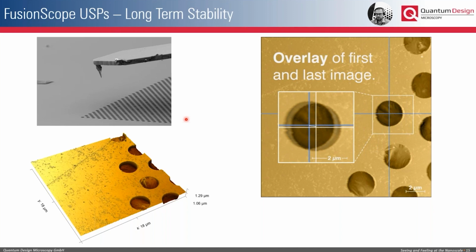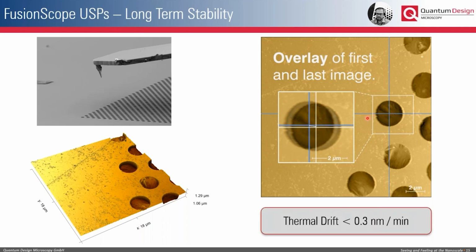You see here now an overlay of a specific area, the first image that we took, and then the last image after 22 hours. And the total shift is around 300 to 400 nanometers. So this enables you to say that we have a thermal drift of less than 0.3 nanometers per minute, which is really state of the art for current AFM setups. So we have a high resolution AFM that is mechanically very stable, which enables the user really to perform high resolution AFM data with the combination of the SEM.